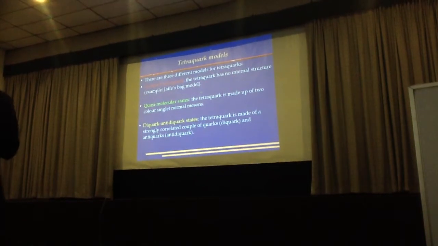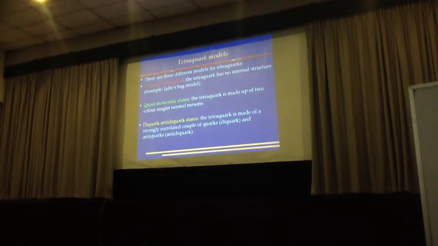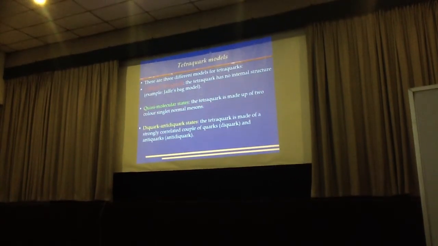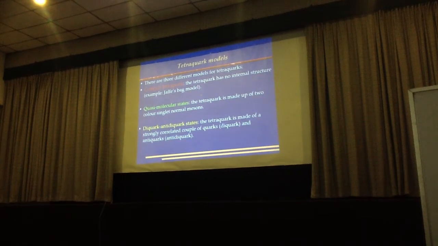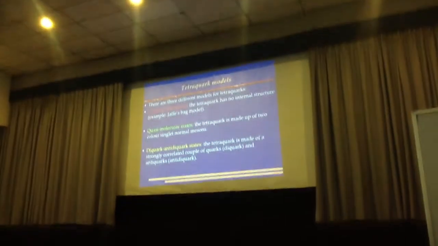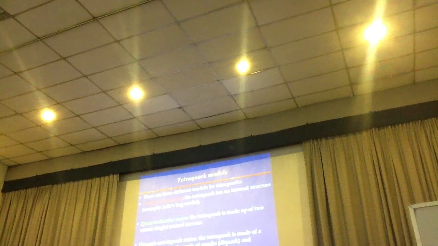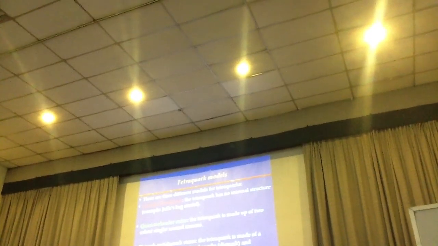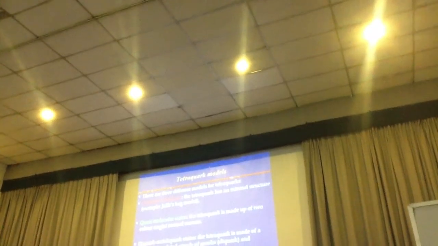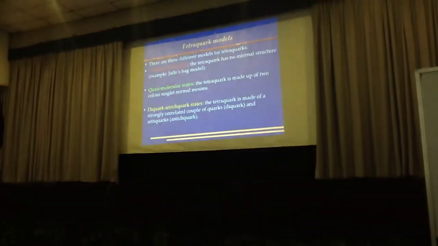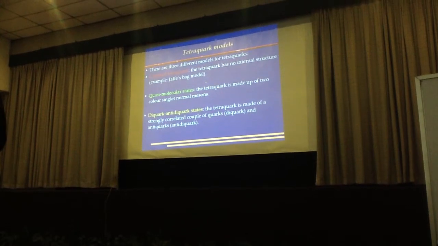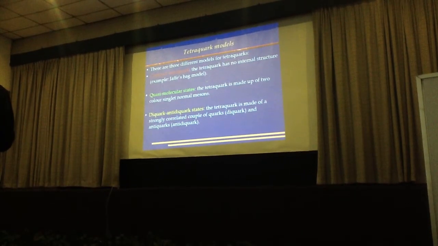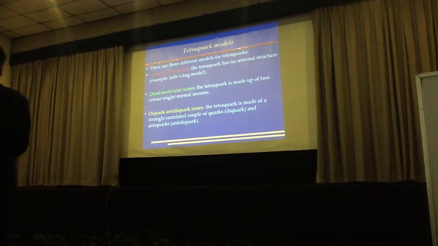Okay, so there are three possible different models for tetraquarks. The first one is the compact tetraquark. In this model, the tetraquark has no internal structure. For example, the bag model is an example of this model. Then there is the molecular model. In this case, the tetraquark is made of two normal mesons, so they are in color singlet. And then finally, there is the diquark-antidiquark state, in which the tetraquark is made up of a diquark and an antidiquark.